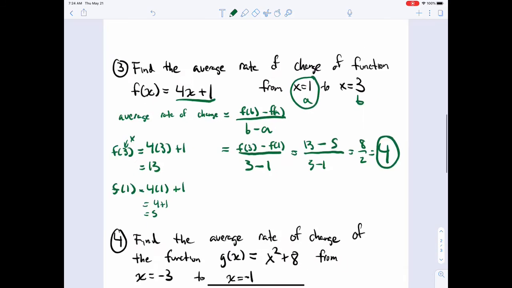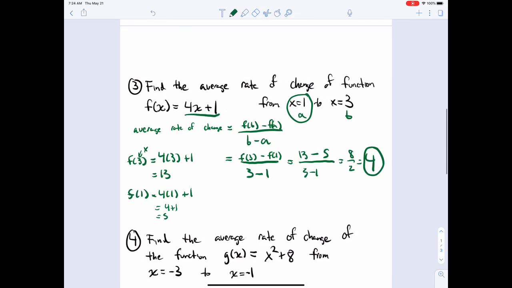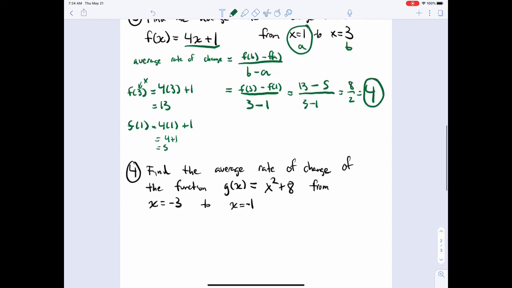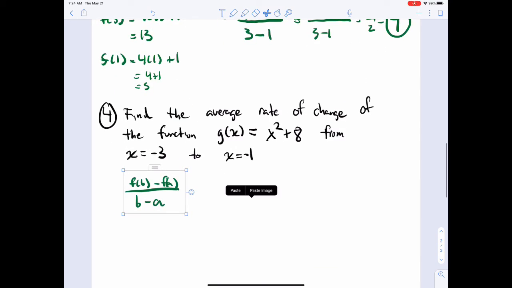All right, interesting. All right, why don't you guys try 4, pause the video, look up at how we did that, write down your formula, and then give it a shot. All right, so I'm actually just going to copy this formula here. So there's our formula. Remember, we're going to say the second one is b, so there's b, there's a, and then we're just going to plug in.